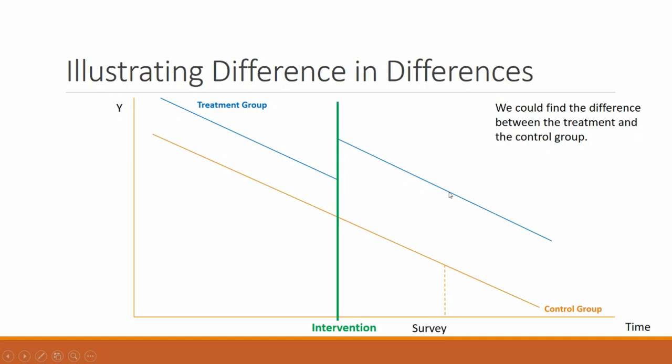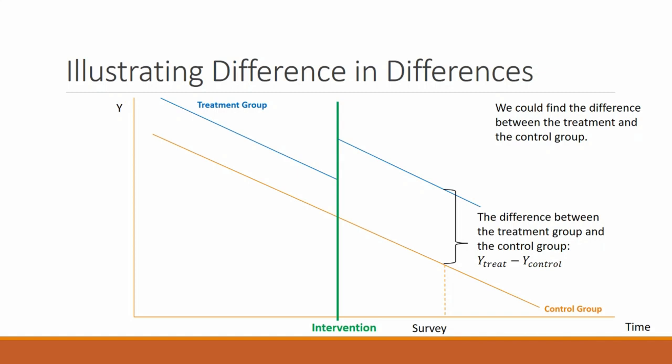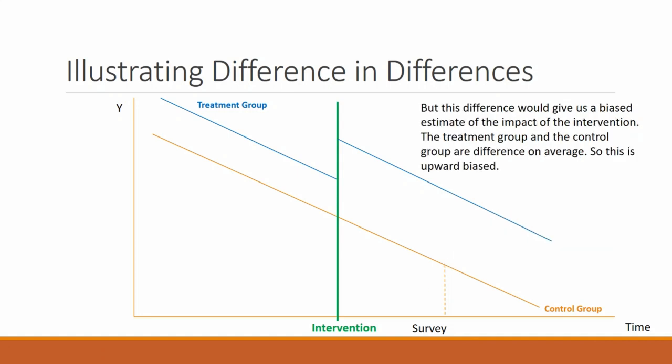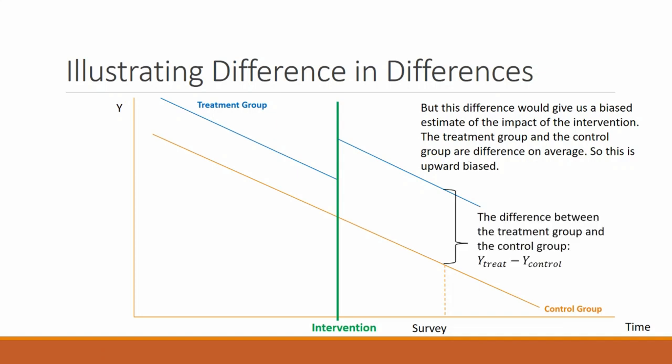So what we could do is find the difference between the treatment group and the control group. All right, that's the first difference we mentioned, right? So we take the outcome variable for the treatment group and subtract the outcome variable for the control group. This will be the difference between the treatment group and the control group. However, we know this difference would be biased. It would give us a biased estimate of the impact of the intervention. The treatment group and the control group are different on average, so this would have an upward bias.